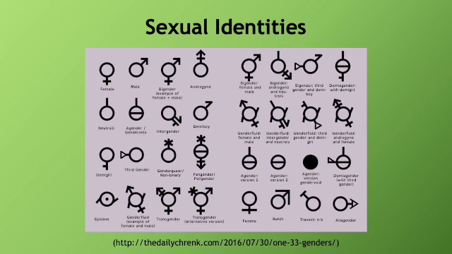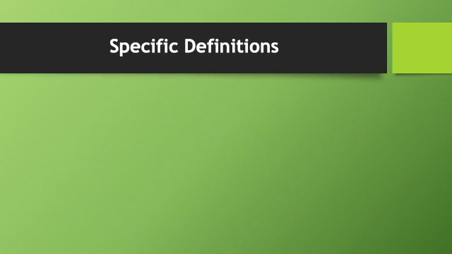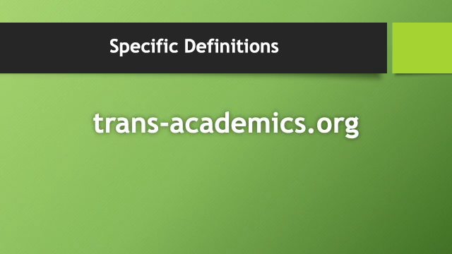People may be attracted to others of any sexuality or not be attracted to anyone at all. Some describe sexual identity as a spectrum in which you can fall anywhere to define your own. You can find specific definitions of these sexuality types at transacademics.org, but for now, let's discuss why knowing this information is so important.